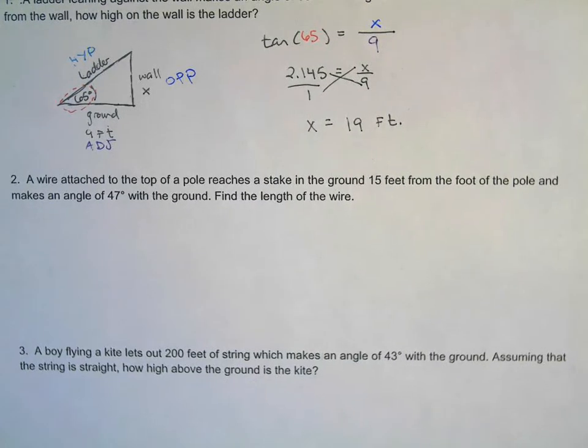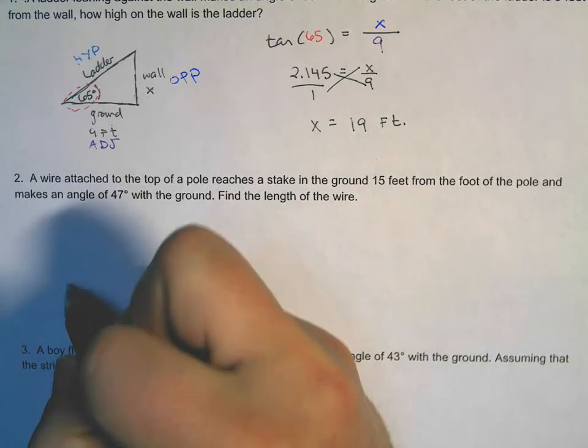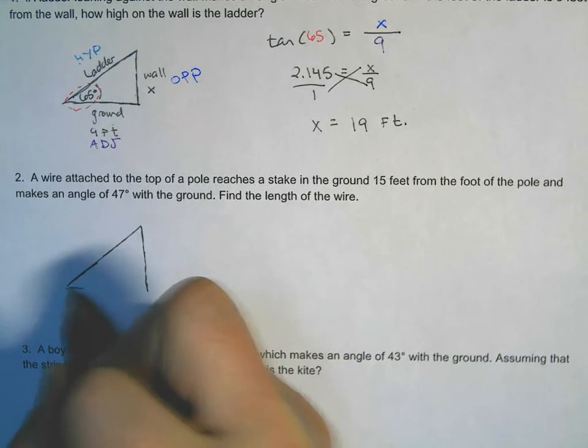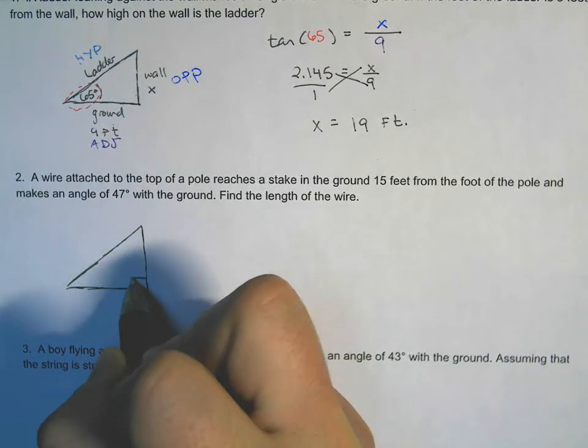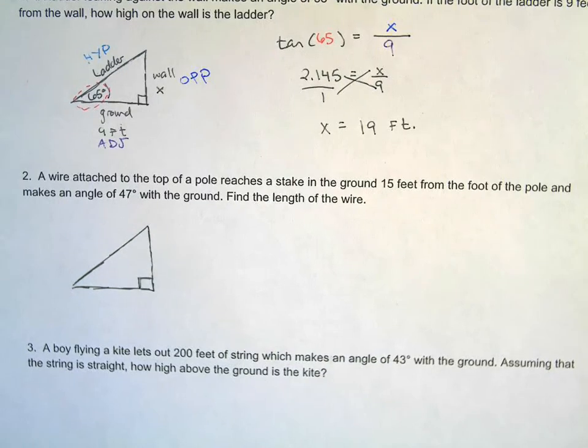A wire attached to the top of a pole reaches a stake in the ground 15 feet from the pole and makes an angle of 47 degrees with the ground. Find the length of the wire. So for all these, we're going to be drawing a right triangle. So you can go ahead and start by drawing your right triangle, and then we'll start labeling.